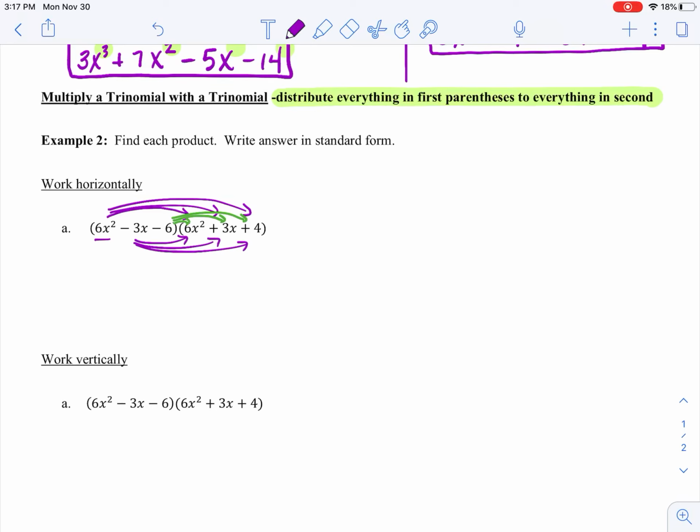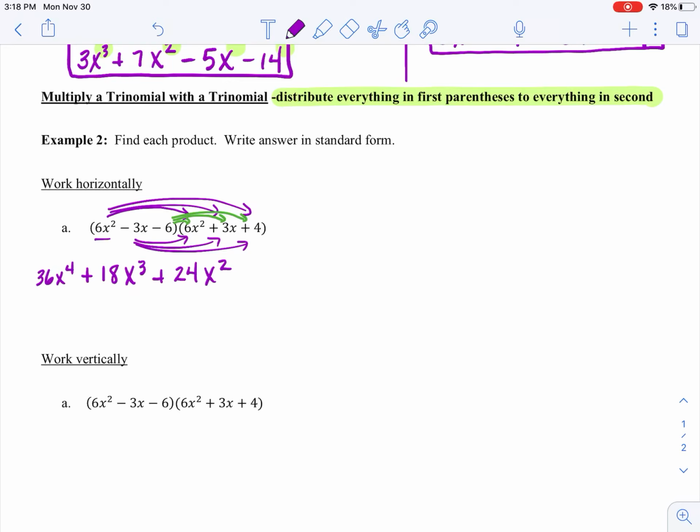So if we do that top set of purple arrows, we're going to do 6x squared times 6x squared. That's going to give us 36x to the 4th. Then we're going to do 6x squared times 3x. That's going to give us 18x to the 3rd. Then we're going to do 6x squared times the 4. That's going to give us 24x squared. We're done with the top set of purple arrows. Let's move down to the bottom set of purple arrows.